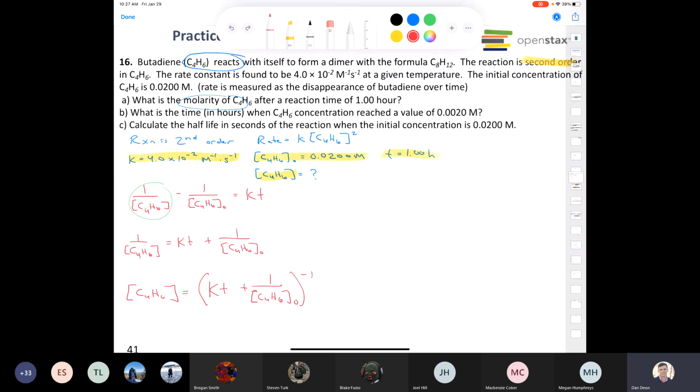Hours and seconds. Son of a gun. Got it. What she's saying is, look, Mr. Dion, you have a problem. You have time in hours, but your rate constant is in seconds. Can you imagine how big of a boo-boo you would make if you set up everything correctly, plugged in all the numbers, even did the math, but didn't convert this into seconds? You'd get the wrong answer.